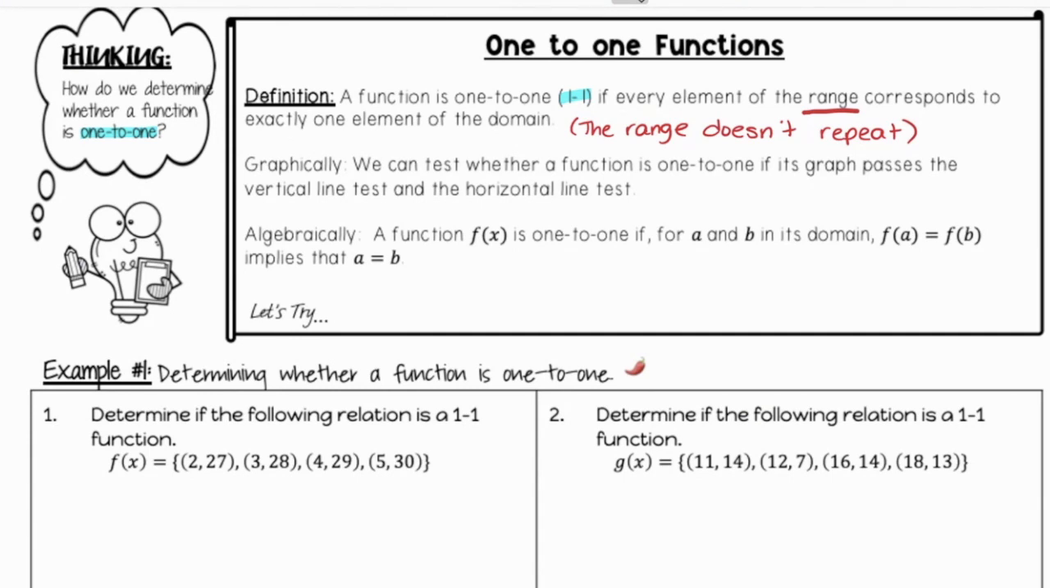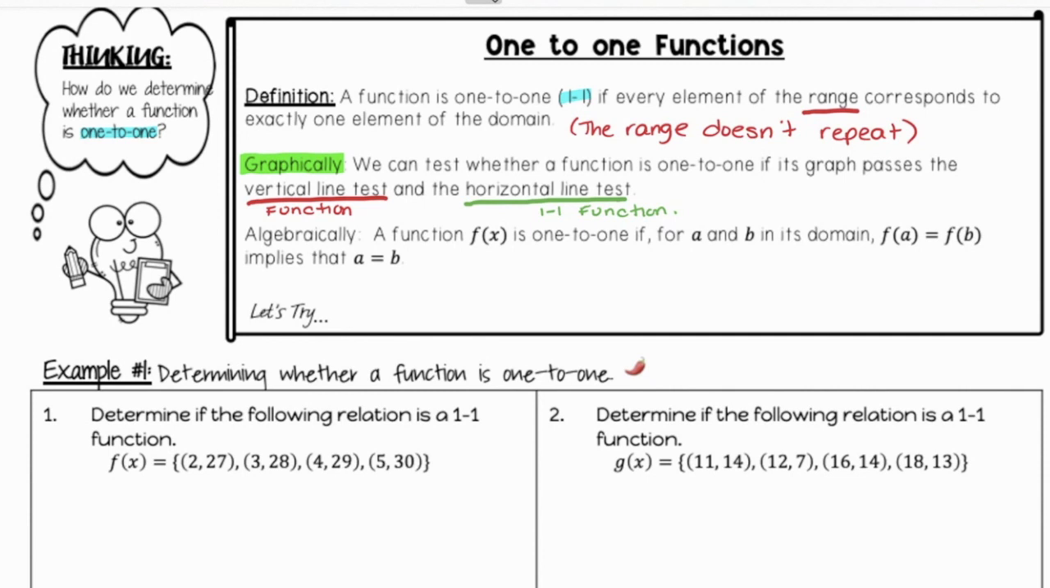Graphically, if we test whether a function is one-to-one, if its graph passes the vertical line test and also the horizontal line test, that means that the function is one-to-one. So the first part here, vertical line test, takes us back to, is it a function? If it passes the vertical line test, we have a function. So we always have to check, is it a function first? If it's a function, then we can move on to the horizontal line test, and this test is showing us that one-to-oneness. So is it a one-to-one function now? So you must start with the vertical line test and then the horizontal line test.